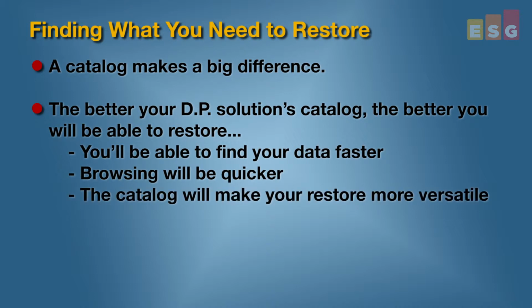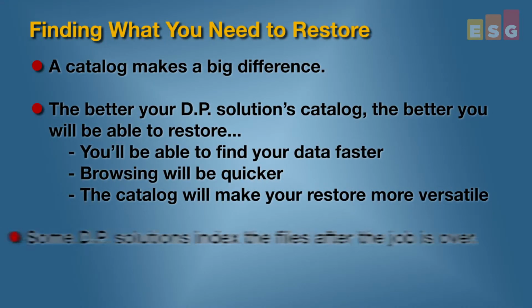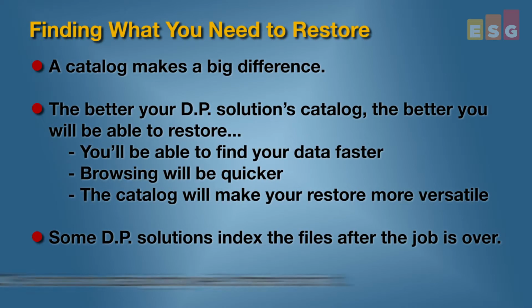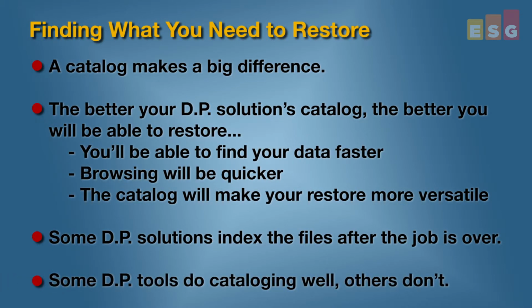And in most cases, the catalog will make your restore more versatile because it exposes for you all the recoverable points so that you get the best version for you. Some data protection solutions index the files after the job is over, and that can work well if it's the only thing invoking backups, replicas, and snaps. But if your solution also allows for inheriting snapshots, replicas, or other points in time that weren't created originally by that tool, it can end up being either slow and cumbersome or need additional indexing so the catalog is ready when you need it. Some data protection tools do cataloging well, others don't. But it is so important.